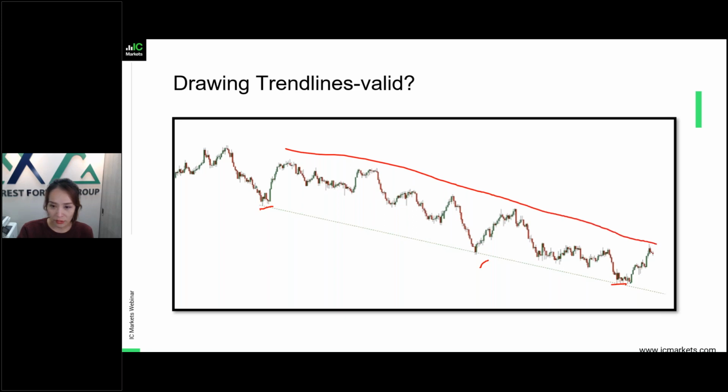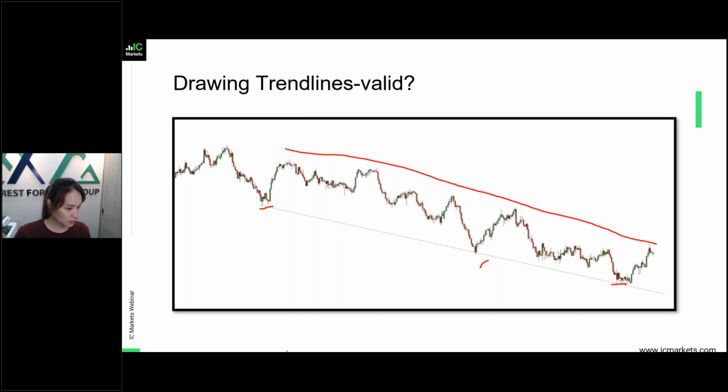It's not on the bottom here. Valid as a support? No, this is not called support. So basically, if you want to draw a descending trend line, you need to draw on the top. If you want to draw an ascending trend line, you need to draw on the bottom. You get what I mean? So let me, where's my chart?